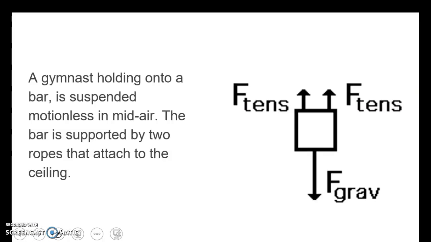Here's a gymnast holding onto a bar suspended motionless in midair. The bar is supported by two ropes that attach to the ceiling. So what's going on here is that we have the gymnast, gravity's pulling them downward, but we have two ropes holding up the gymnast. Since the object is stationary, our forces are balanced, which means gravity is equal to the two tensions. And again, we want this arrow and this arrow together to be equal to the length of this arrow, just so we can show that this object is stationary, and forces are balanced.